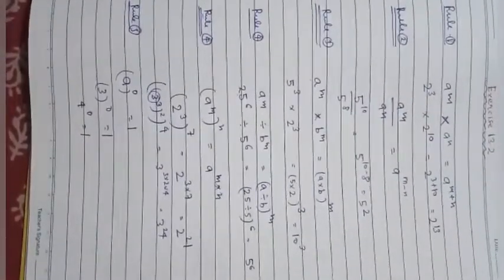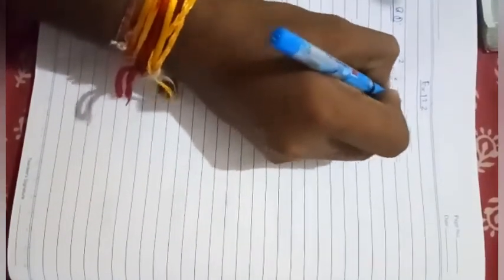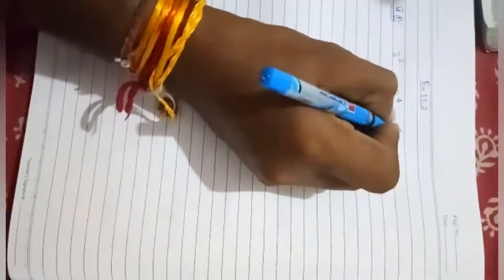Now I am going to discuss the questions of 13.2. First question is, using the laws of exponent, simplify and write the answer in the exponential form. It means you have to apply the laws of exponent and you have to write your answer in the form of exponent. So first question is 3 raised to 2 into 3 raised to 4 into 3 raised to 8.